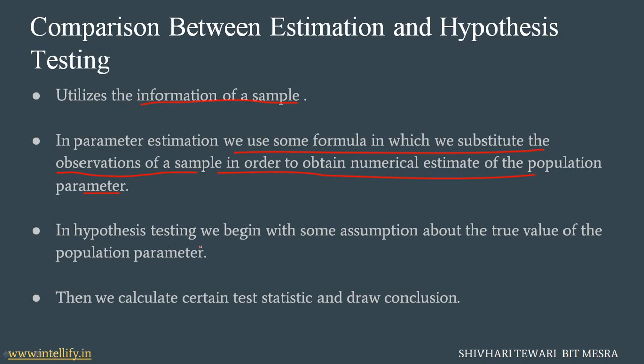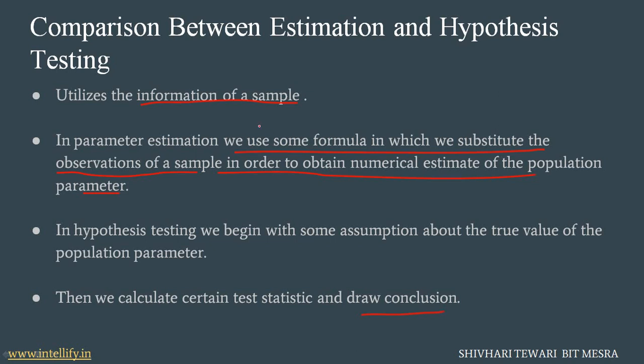In hypothesis testing, we begin with some assumption. That means we have previously made some assumption. We have made some predictions about what is going to happen regarding the true value of the population parameter, and after that we calculate certain test statistics and then draw a conclusion. This is the difference between estimation and hypothesis testing.